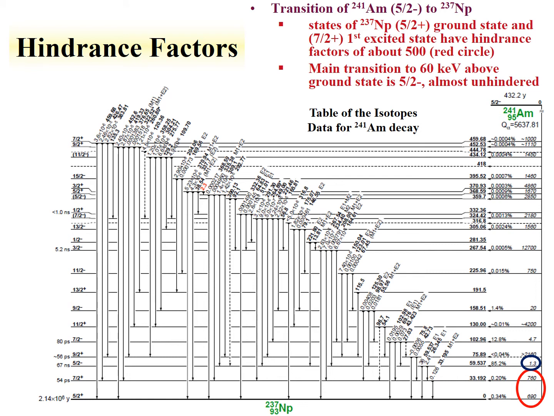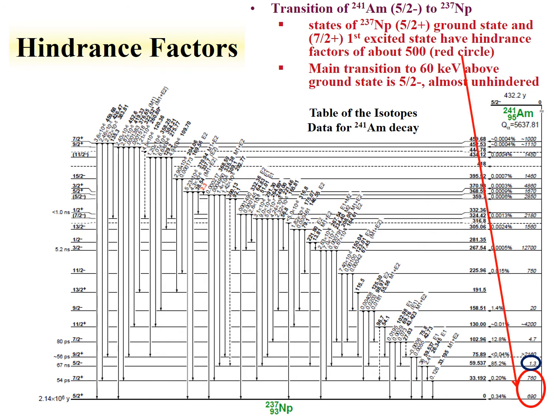Now, why we can calculate these hindrance factors, they're actually available in the table of the isotopes. As an example, let's look at the transition of americium-241 to neptunium-237 via alpha decay. Here's the data in the chart of the nuclides. We get the half-life of americium-241, its spin and parity, the Q value, and then a bunch of these numbers that are listed here. And these are our hindrance factors.